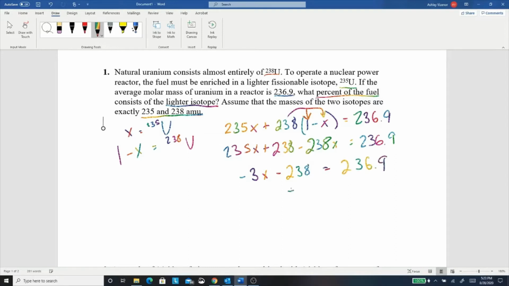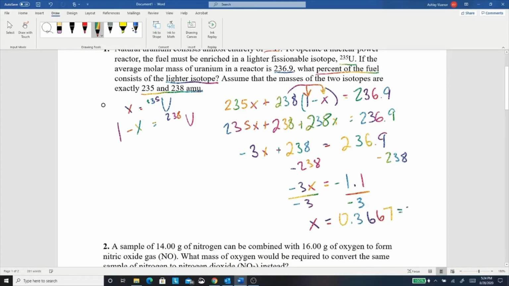Subtract 238, not add. Sorry. So subtract 238 from both sides, and we get that negative 3X is equal to negative 1.1. Divide both sides by negative 3, and you get that X is equal to 0.3667. And when we make that into a percent, it is 36.67%.